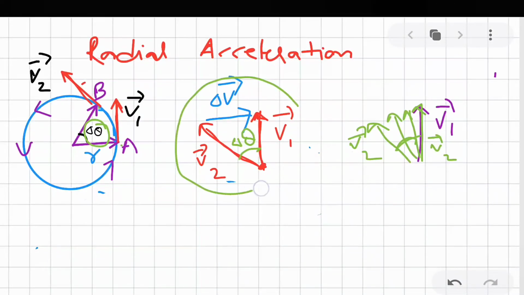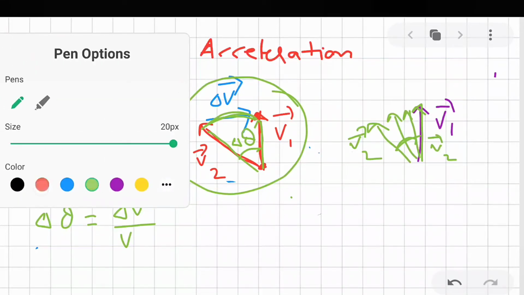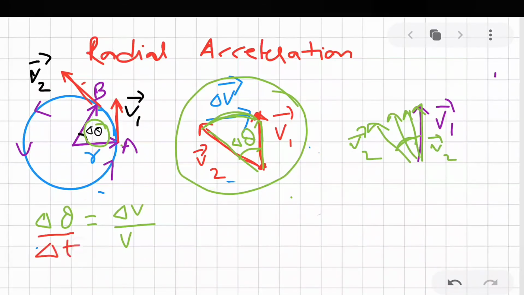Now, if you see this, it is like an arc, and this side and this side are like a radius. So we can say that delta theta is equal to delta V by V1, or I can write V2, but the magnitude of V1 is equal to the magnitude of V2 is equal to V. So delta theta is equal to delta V by V. Now if we divide both sides by delta T, we have delta theta by delta T is equal to delta V by delta T, whole divided by V.